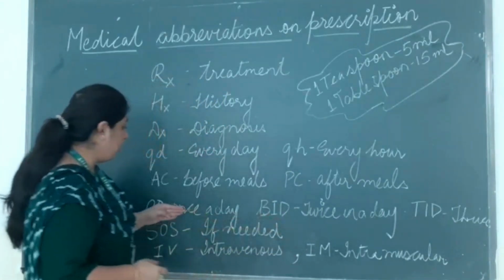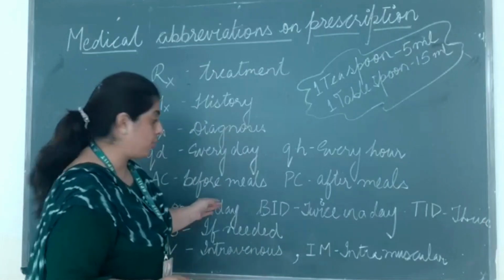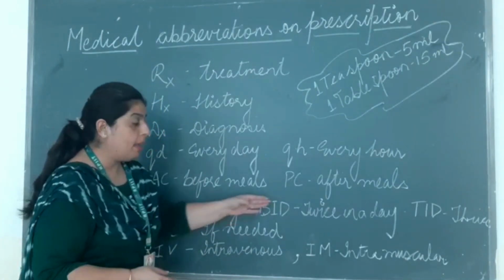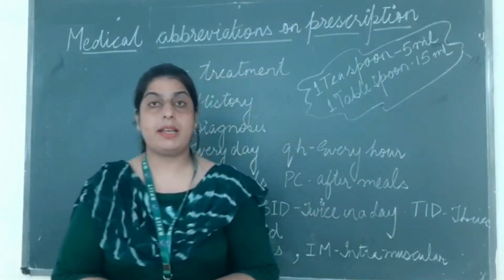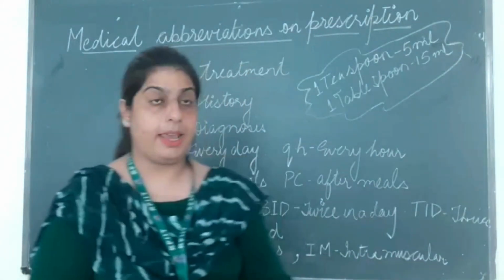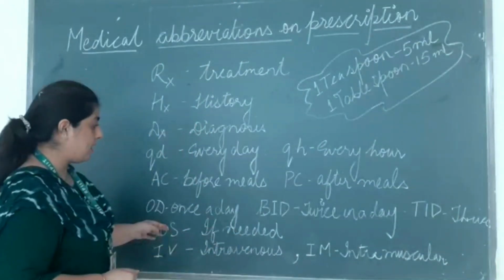The next is OD, which means once in a day. The drug should be consumed once in a day. BID means it should be consumed twice in a day, and TID means it should be consumed thrice in a day.